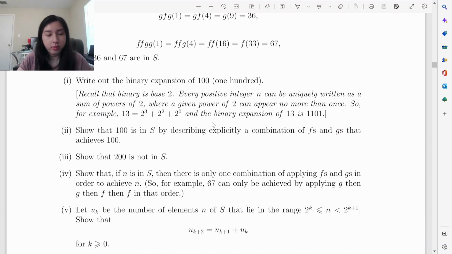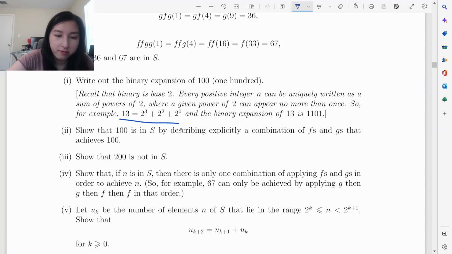Okay, let's look at part 1. Write out the binary expansion of 100. Well, that doesn't seem very fair. That kind of gives an advantage to computer science students. So, at least they gave an example here.